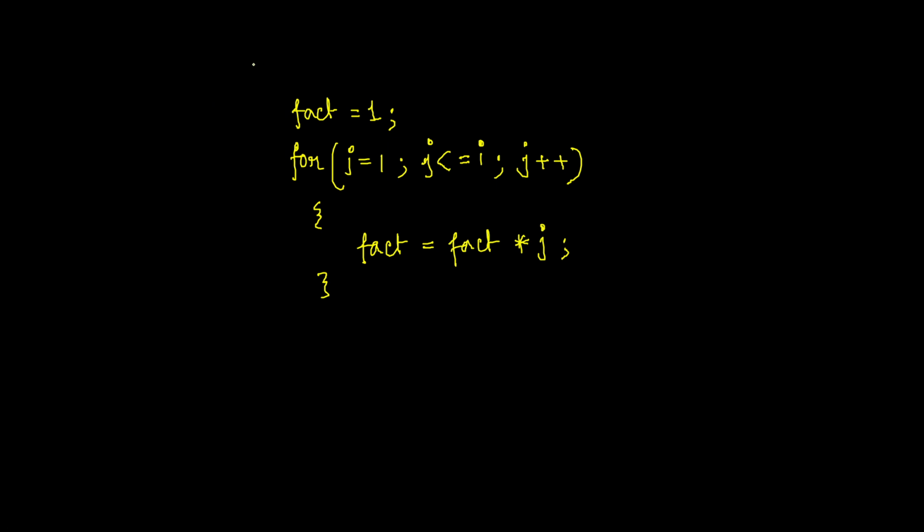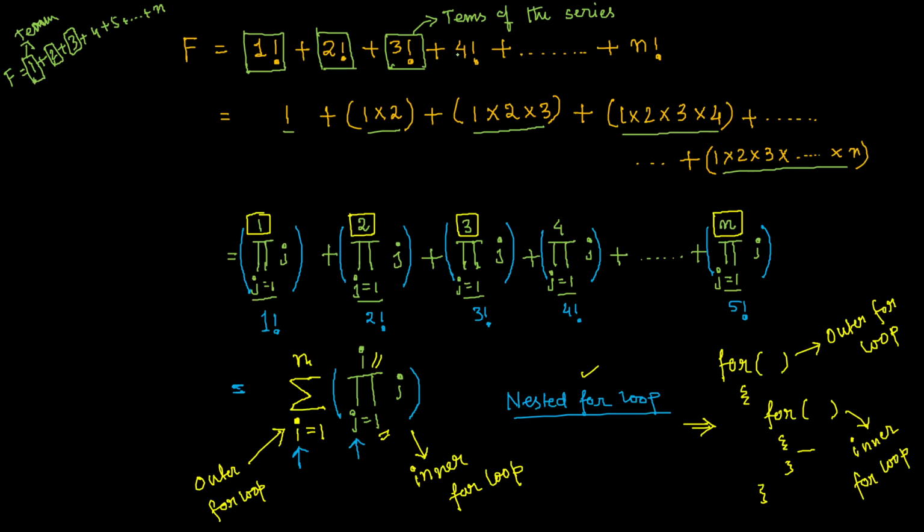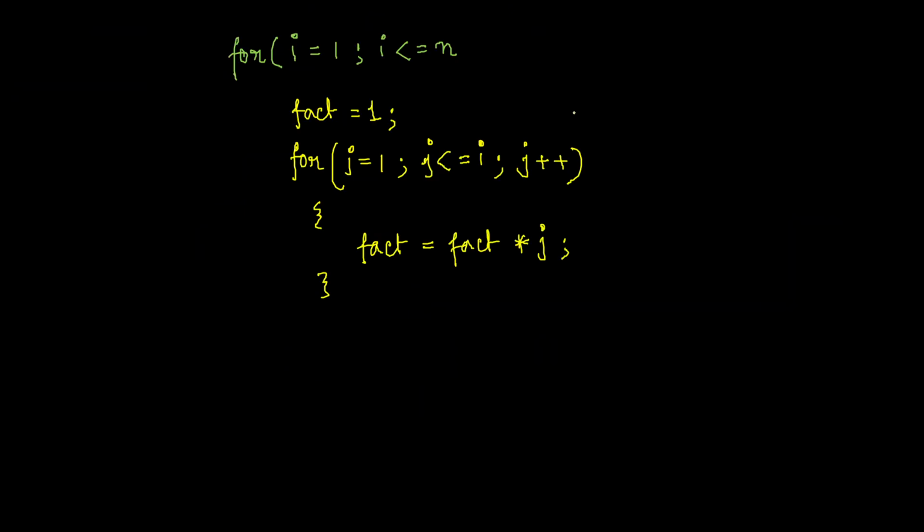What will you write? You will write a for loop, for I will start from 1, will go up to n, because that is given in the equation, I up to n, right? And I plus plus. But here the job doesn't end.